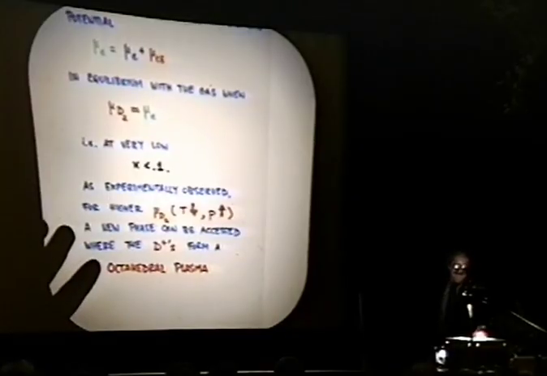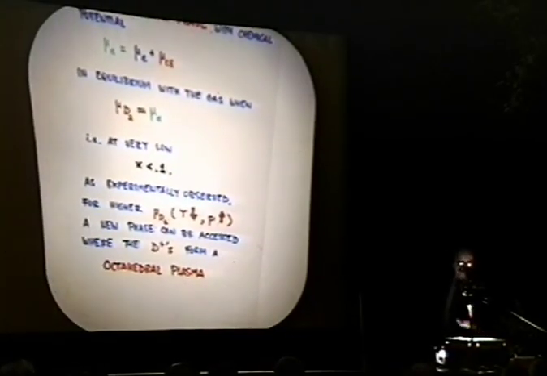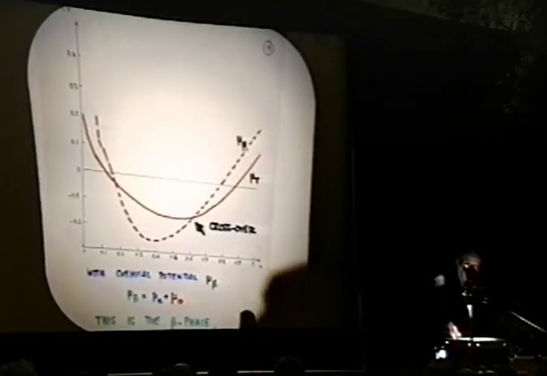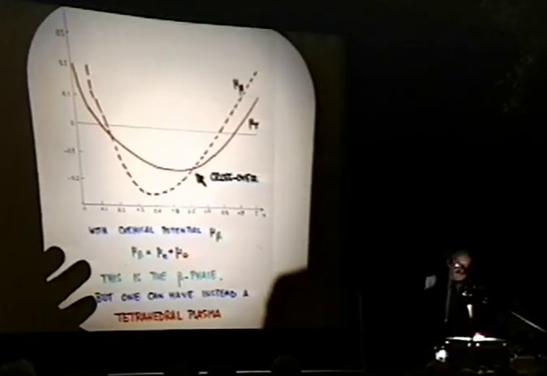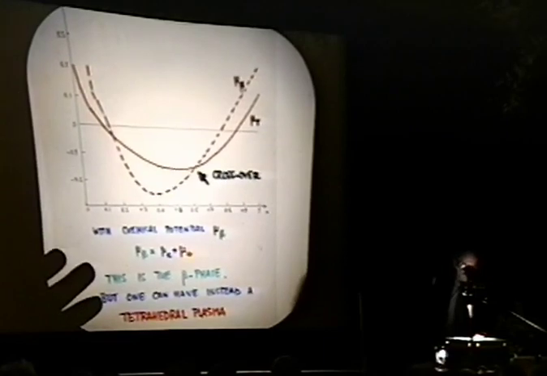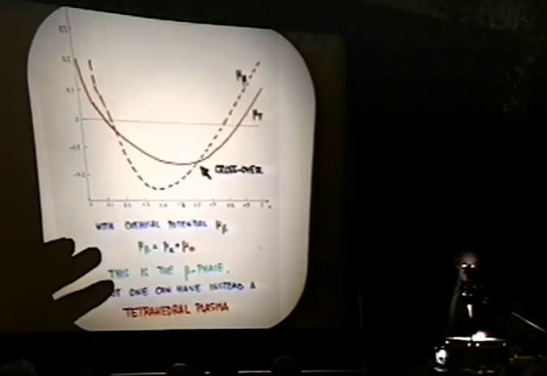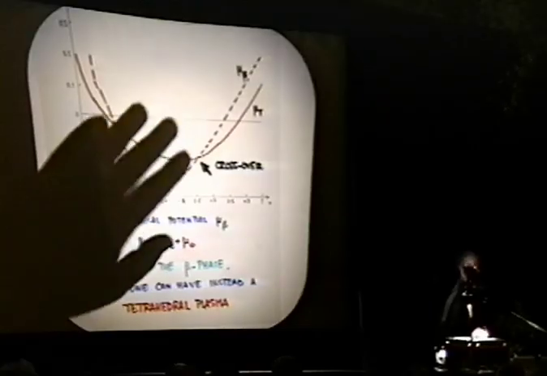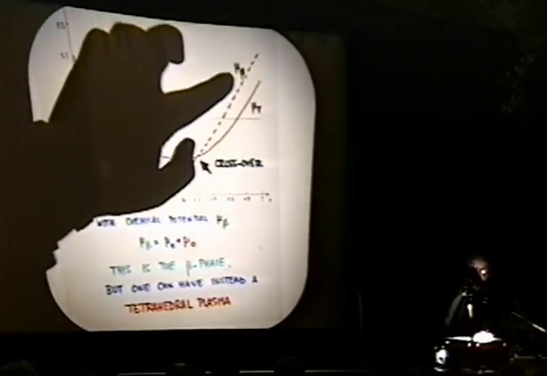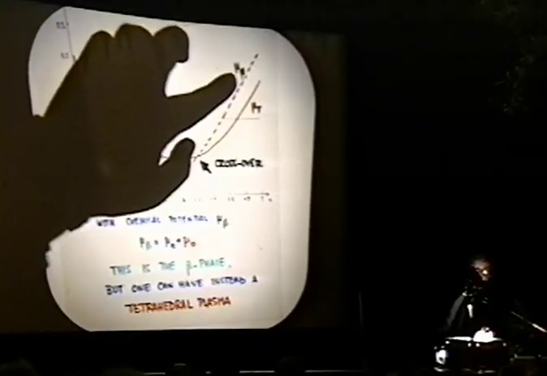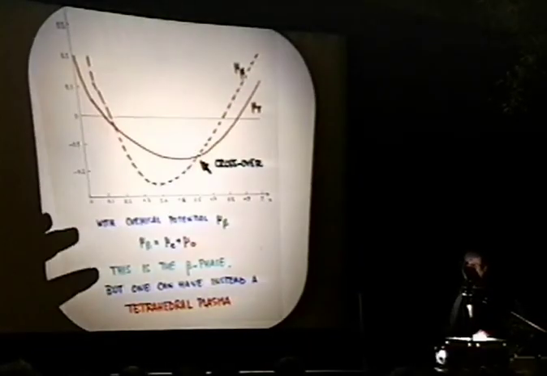no, I'm sorry, it's the other way around. Okay? A new phase can be accessed where the D plus forms an octahedral plasma. In other words, the alpha phase is no more in equilibrium with the gas, and now you calculate on the basis of all this, with assumptions about the alpha, the beta and the gamma phase. The beta has the deuterons in the octahedral position, the gamma in the tetrahedral position.